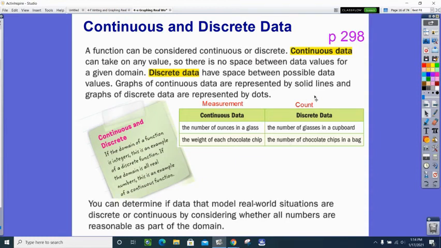Now be careful. Some people will associate discrete that it has to be a whole number, no fractions. But let's talk about shoe size. So if you have a size 8 shoe, the next one is actually 8.5. There's nothing in between. That would still be discrete data, but it does have those half sizes. So basically, if the domain of the function is integers like 1, 2, 3, 4, then it would be discrete. If it's all possible numbers, then it would be continuous. So you can kind of just think about whether all numbers are reasonable as part of the domain, and that'll tell you whether it's discrete or continuous.